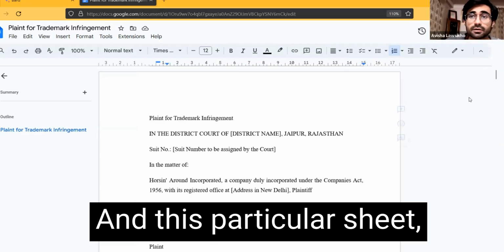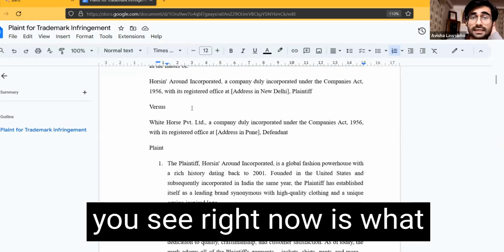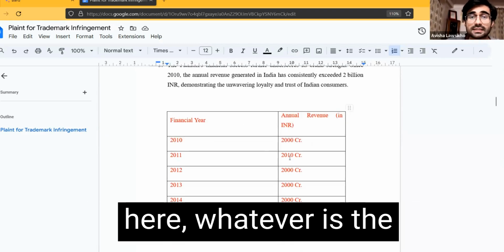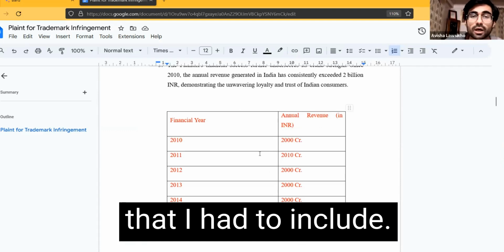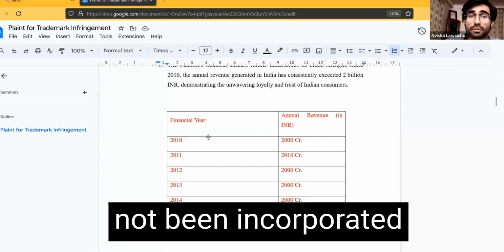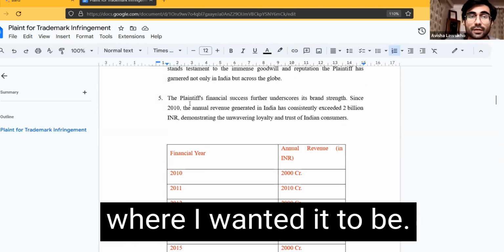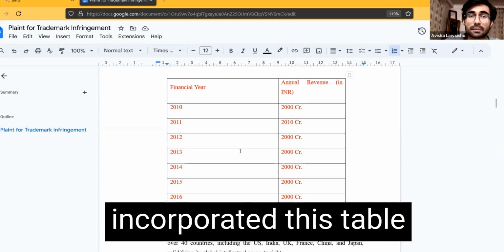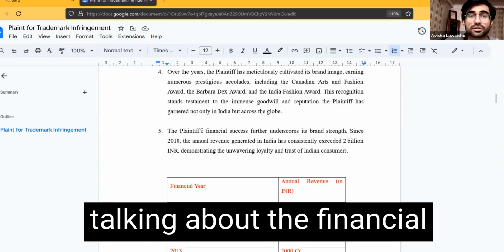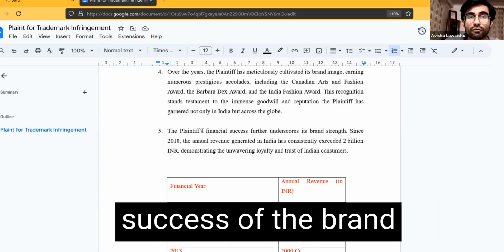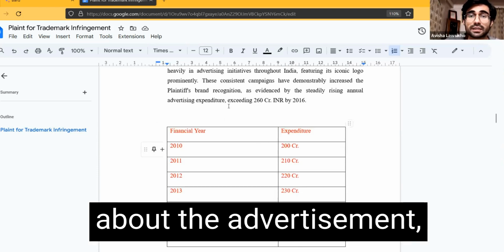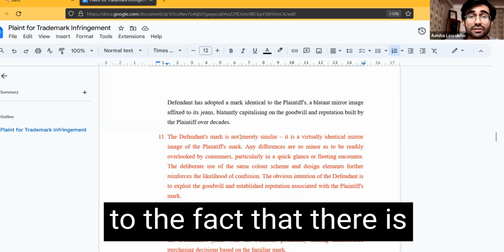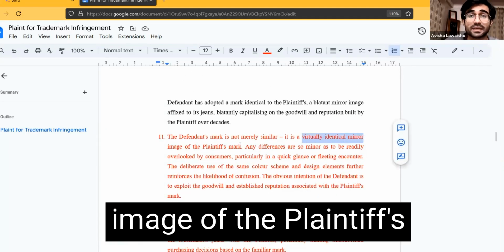And this particular doc that you see right now is what I got from Bard. And over here, whatever is the text in red is something that I had to include. So like I said, that particular table had not been incorporated where I wanted it to be. It was a separate text that Bard had sent me. So I basically incorporated this table over here, wherein it is talking about the financial success of the brand. Over here, it is talking about the advertisement, how much money has been spent towards advertisement. Then again, with respect to the fact that there is a virtually identical mirror image of the plaintiff's mark.